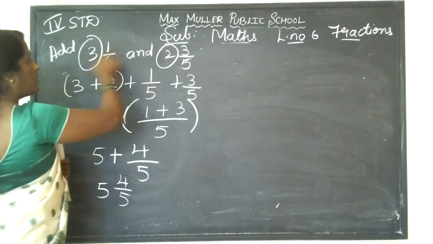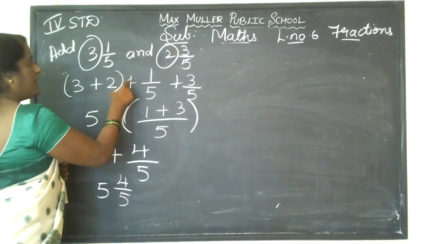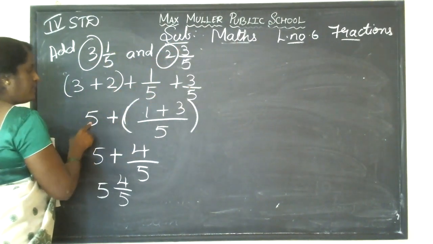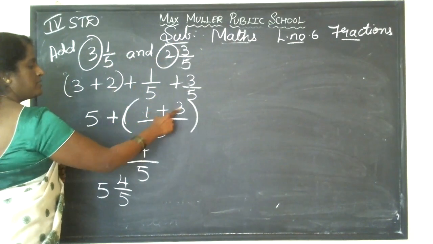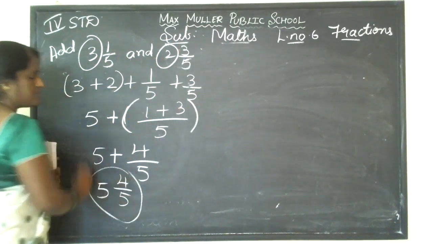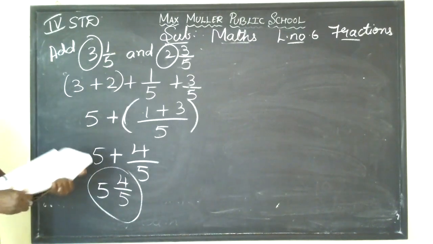So, this is whole number. 3 plus 2 plus 1 by 5, 3 by 5. So 3 plus 2 equals 5. This 1 plus 3 by 5 is 4 by 5. So your answer is 5, 4 by 5. We should do the addition like this only.